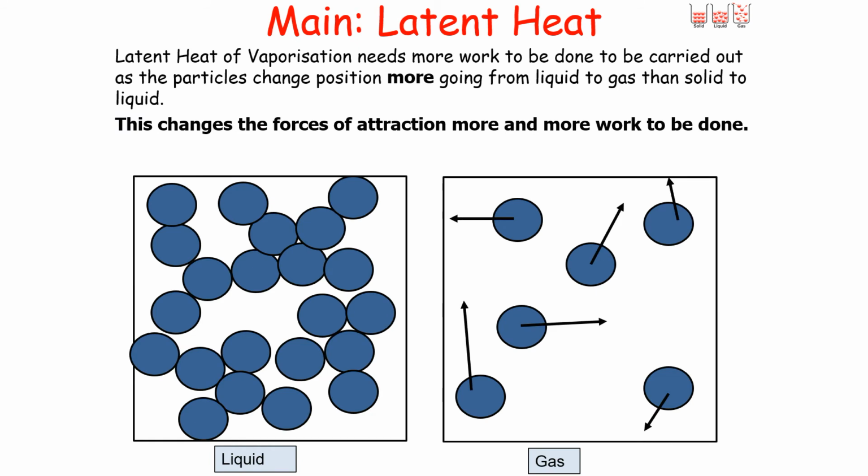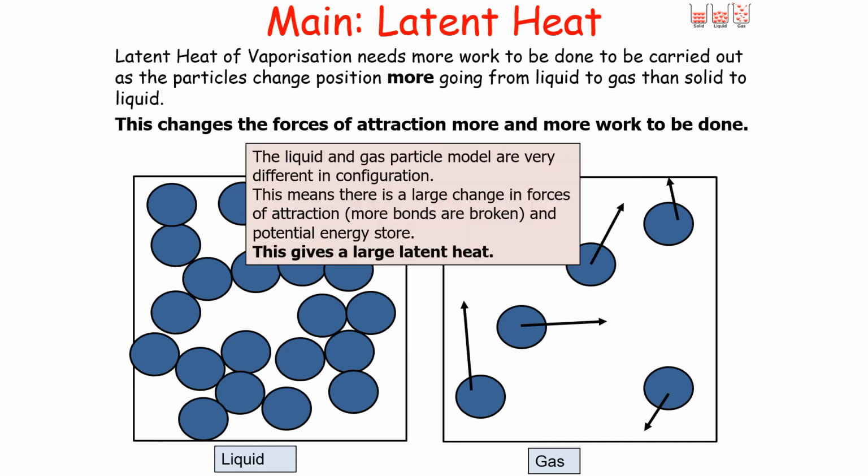Now the latent heat of vaporization needs more work to be done compared to the latent heat of fusion, as the particles change position more going from a liquid to a gas, or vice versa, compared to a solid to a liquid. So this changes the forces of attraction more, so therefore more work is needed to be done. This is because the liquid and gas particle models are very different in configuration. So this means that there's a large change in the forces of attraction and more bonds are broken, so therefore there's a greater change in the potential energy store, giving a large latent heat.